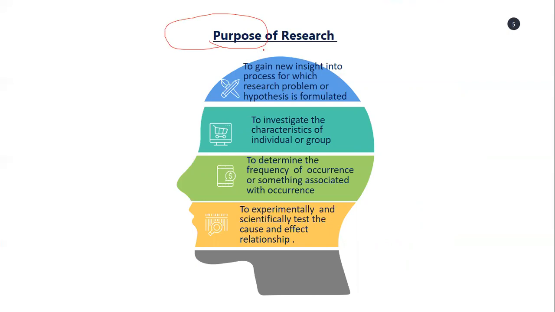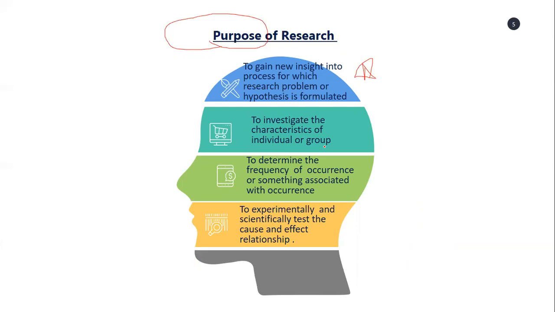Basically, starting with, to gain insight into the process for which a research problem or hypothesis is formulated. A research problem is studied, but we make a tentative assumption for that problem, and then we start ahead, or we find out something new, a new insight, and based on that we try to solve the problem. The next is to investigate the characteristics of an individual or a group. The purpose of the research is to understand the characteristics either of an individual or a group of people.